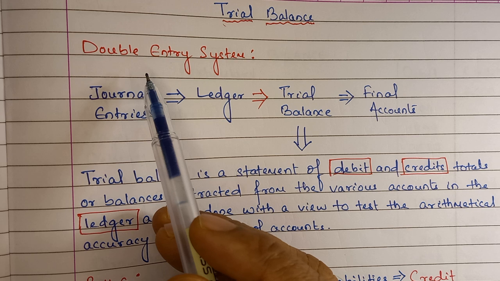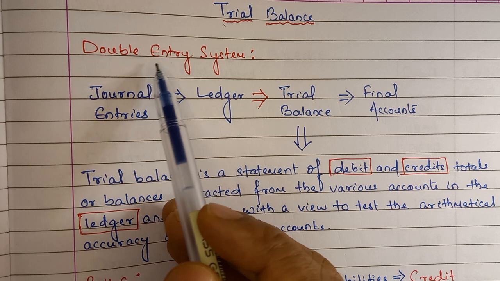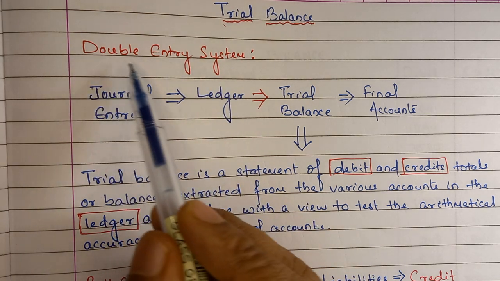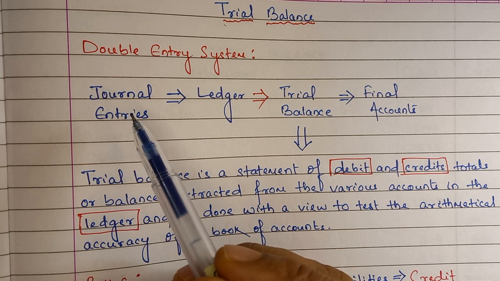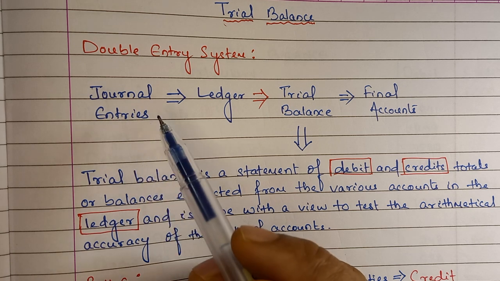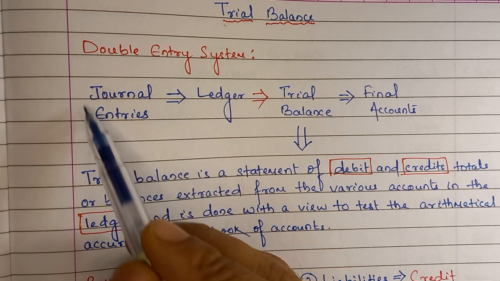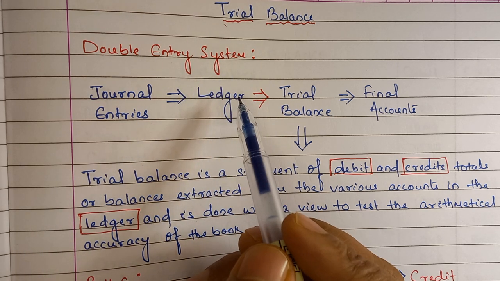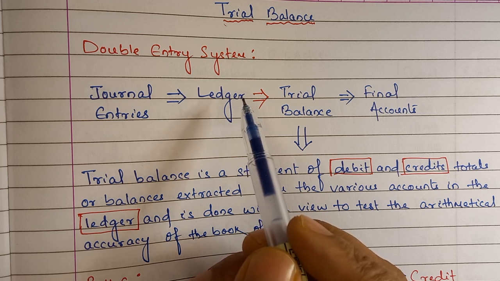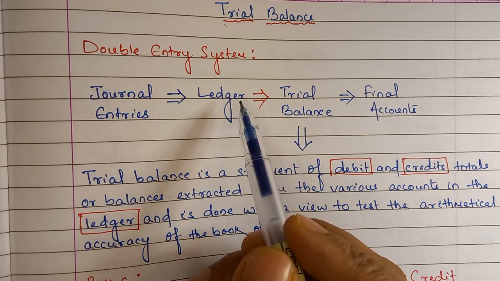Before we start learning about trial balance, let's understand how the double entry system works. The first transaction you record is called journal entries, where you have to debit and credit the business transactions based on the golden rules. Once the journal entries are prepared, you transfer them into a format called a ledger. For each business transaction you have a debit and credit, and those accounts are grouped separately so that we can know at the end of the month the total amount of transactions in that particular account.